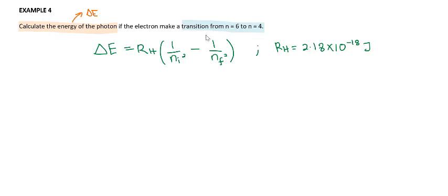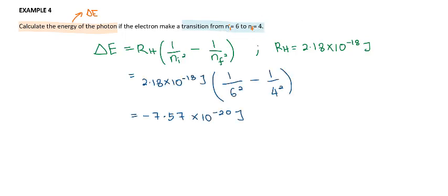Okay, so elektron ni dia buat transition daripada N sama dengan 6 kepada N sama dengan 4. So daripada higher energy level to a lower energy level. So maksudnya mula-mula initially dia duduk pada level 6, finally dia duduk dekat level 4. So kita akan kirakan, masukkan dalam formula N initial equals to 6 and final equals to 4. You will get your answer negative 7.57 times 10 to the power of minus 20 joules.